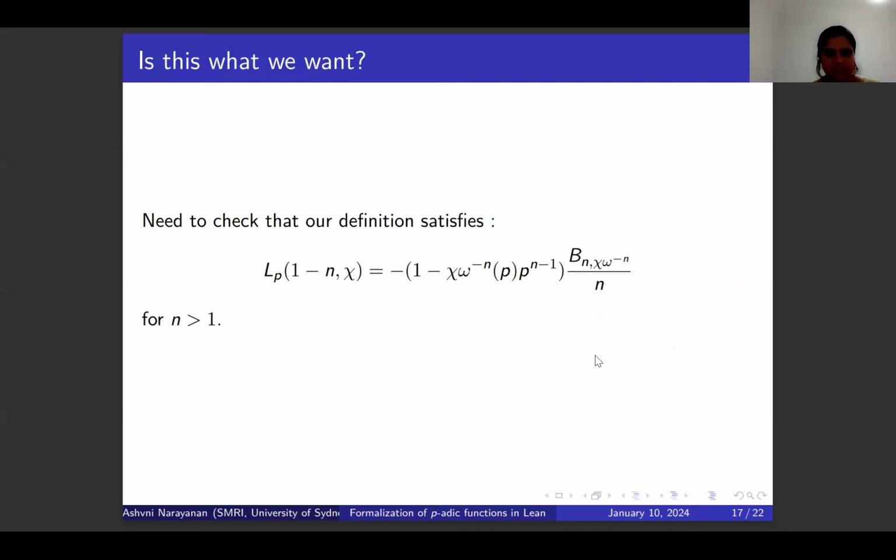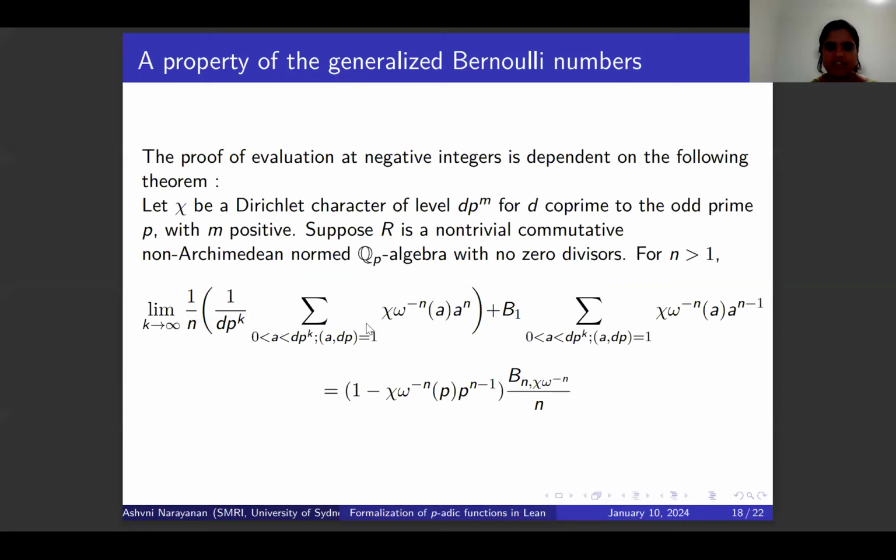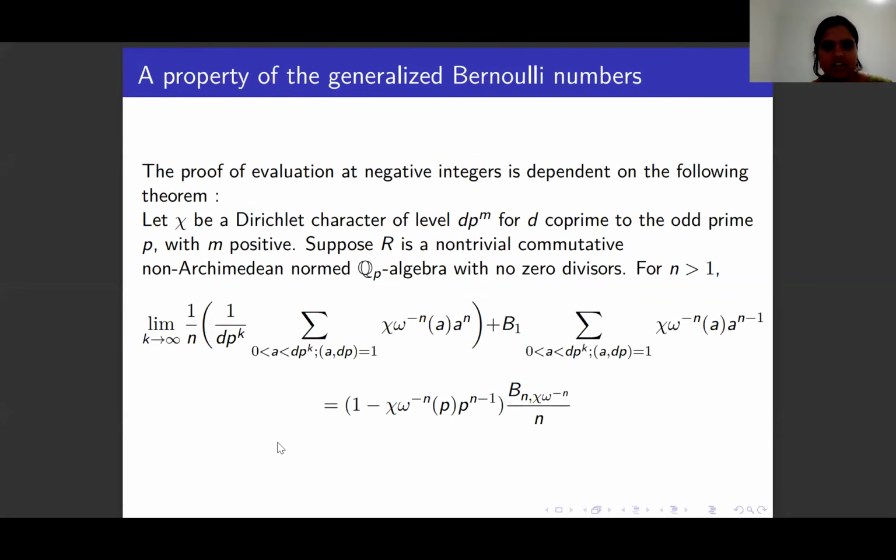So now that we have this p-adic L function, we actually want to see that it satisfies this property that we started out with, that is its evaluation at negative integers. And this is very computational in nature. It does depend a lot on the following special property of generalized Bernoulli numbers. And this is very interesting in the sense that actually, maybe I can show you. Let me know if you can see the screen change.